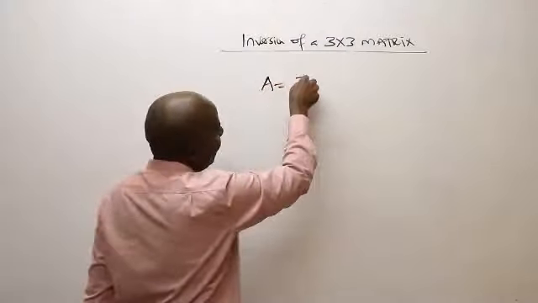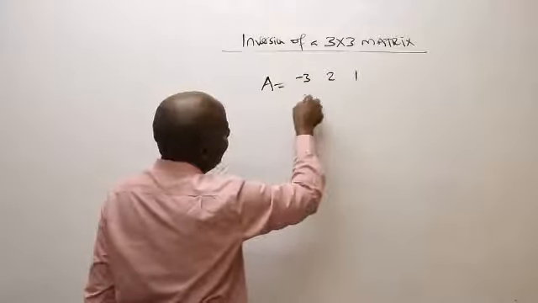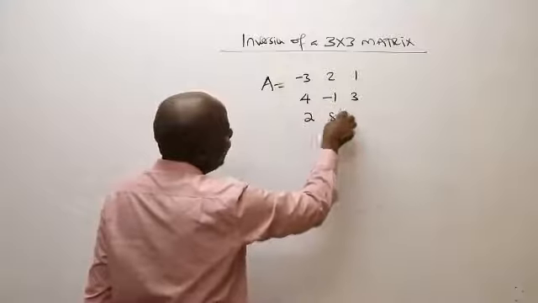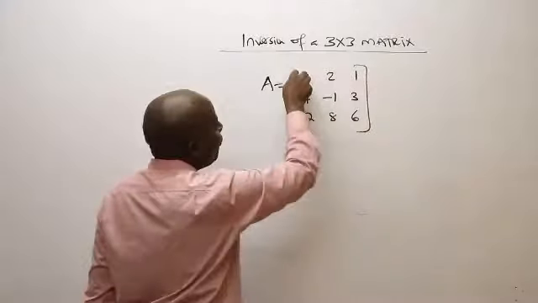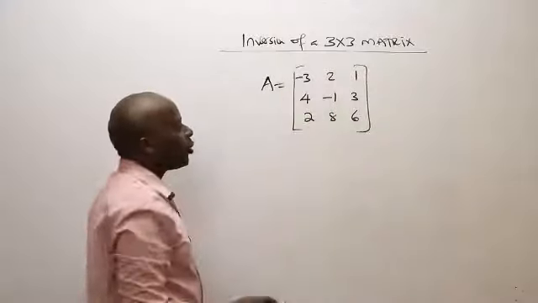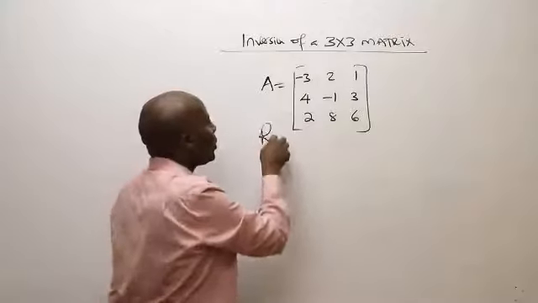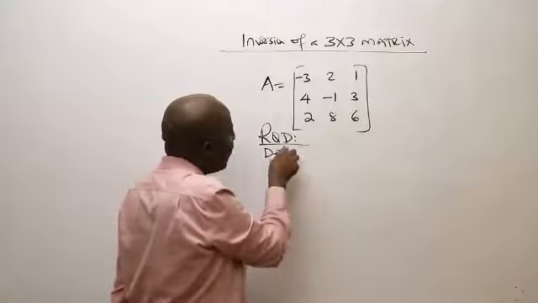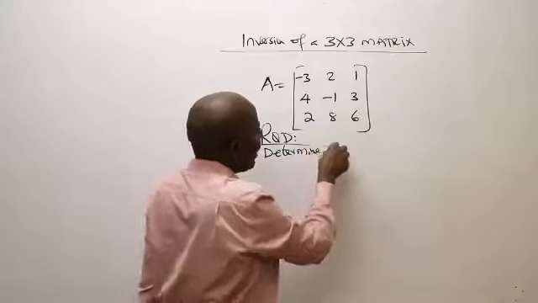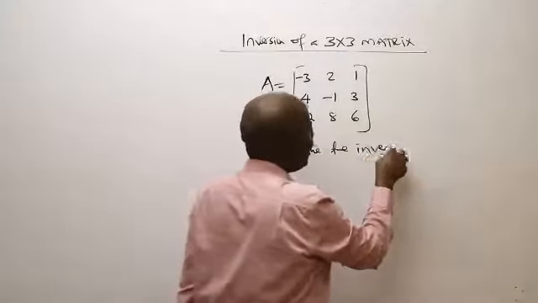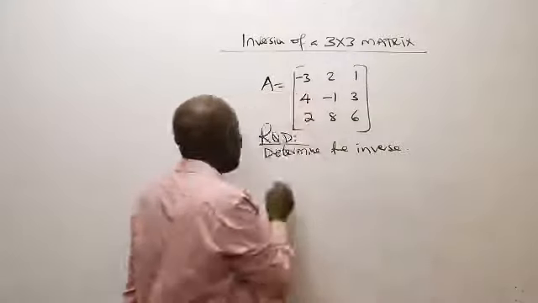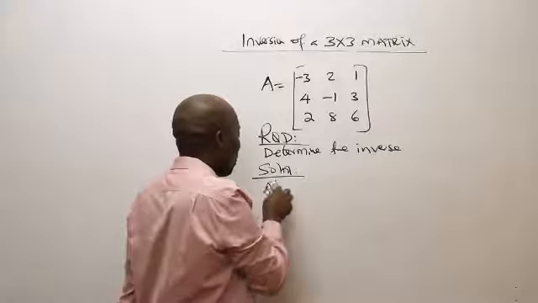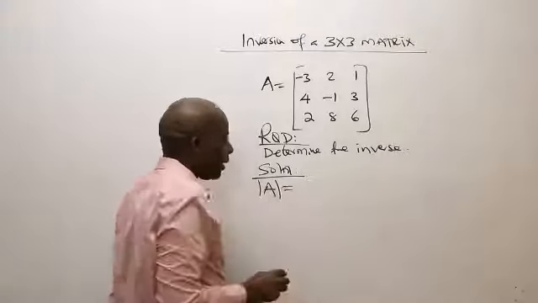So come and give us here A, for example, -3, 2, 1. We have 4, for example, -1, 3. We have 2, 8, for example, 6. If we are given this kind of a matrix and we are required to determine the inverse, the first thing that we shall do is to get the determinant.